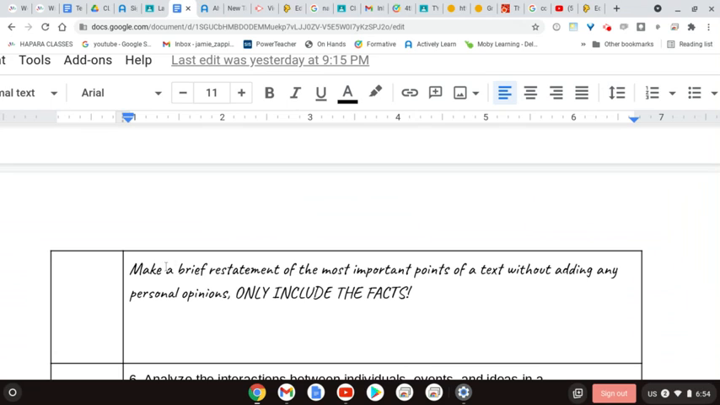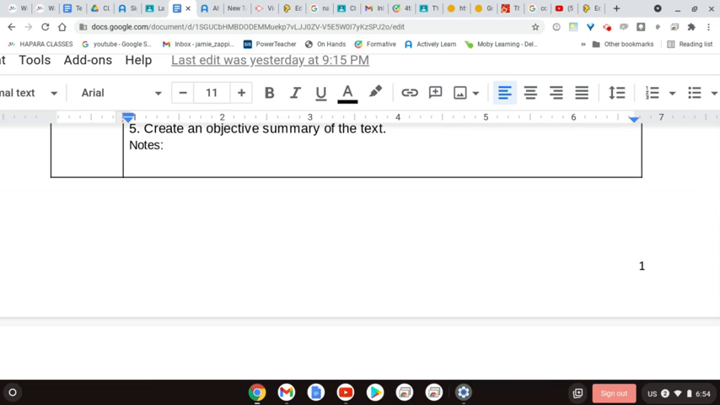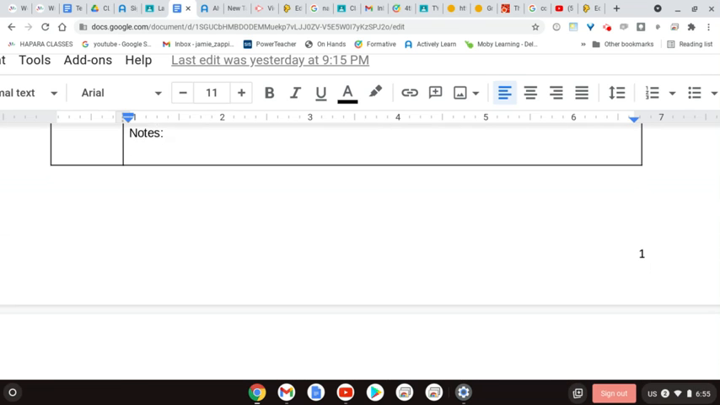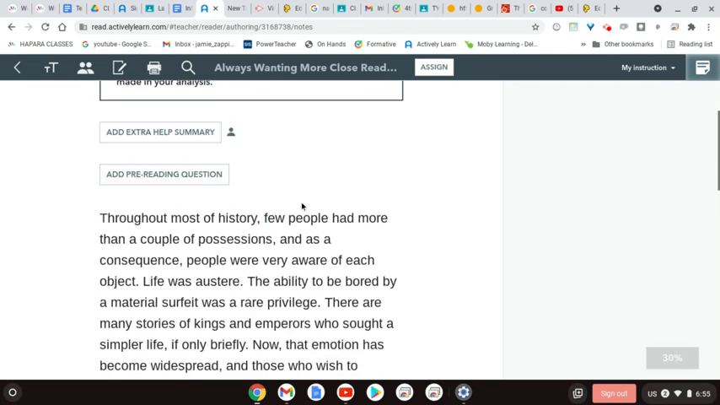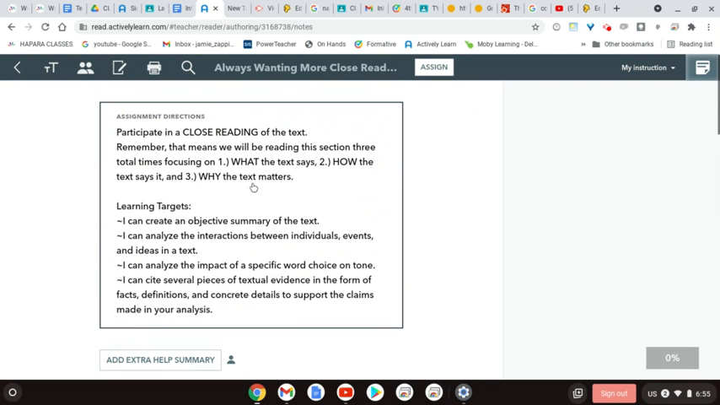Remember, when you make an objective summary, you're making a restatement of the most important points of the text without adding personal opinions. You're only including the facts. You also don't include text evidence in a summary. You put it in your own words. After we're done with reading the text the first time in the first phase for what the text says, we're going to reread it a second time for how the text says it.